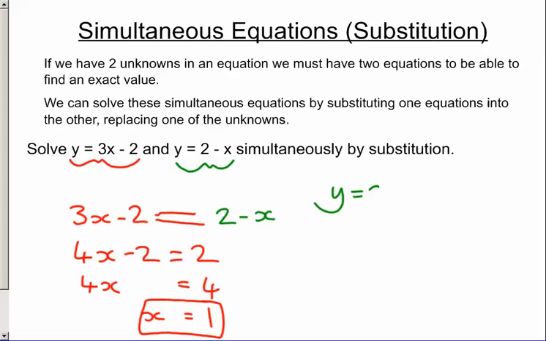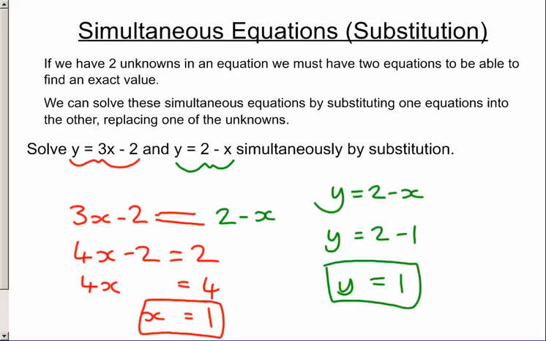So that's how we solve simultaneous equations by substitution. We get one equation with y equals something, and then every time we see y in the other equation, we replace it with what y was equal to.